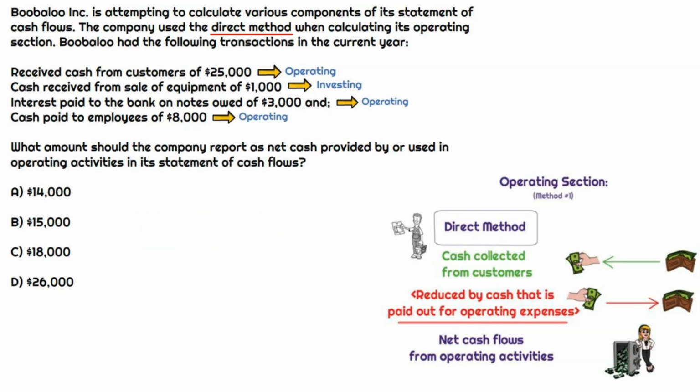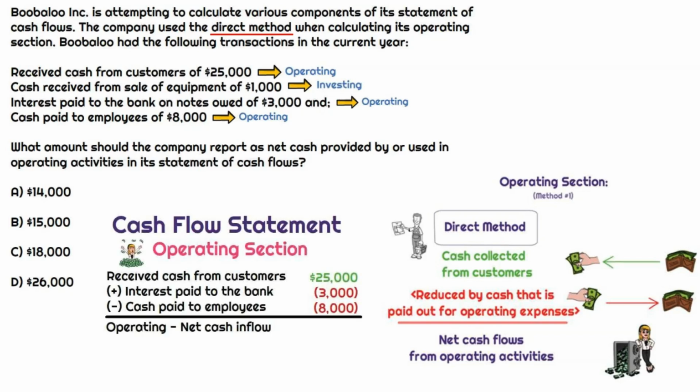So now that we've nailed down what exactly goes in the operating section, let's calculate the net cash provided or used. Received cash from customers is a positive $25,000. Then we're going to reduce that amount for the interest paid to the bank of $3,000 and then cash paid to employees of $8,000. So our operating net cash inflow, or net cash provided, is going to be $14,000. So $14,000 is the correct answer.